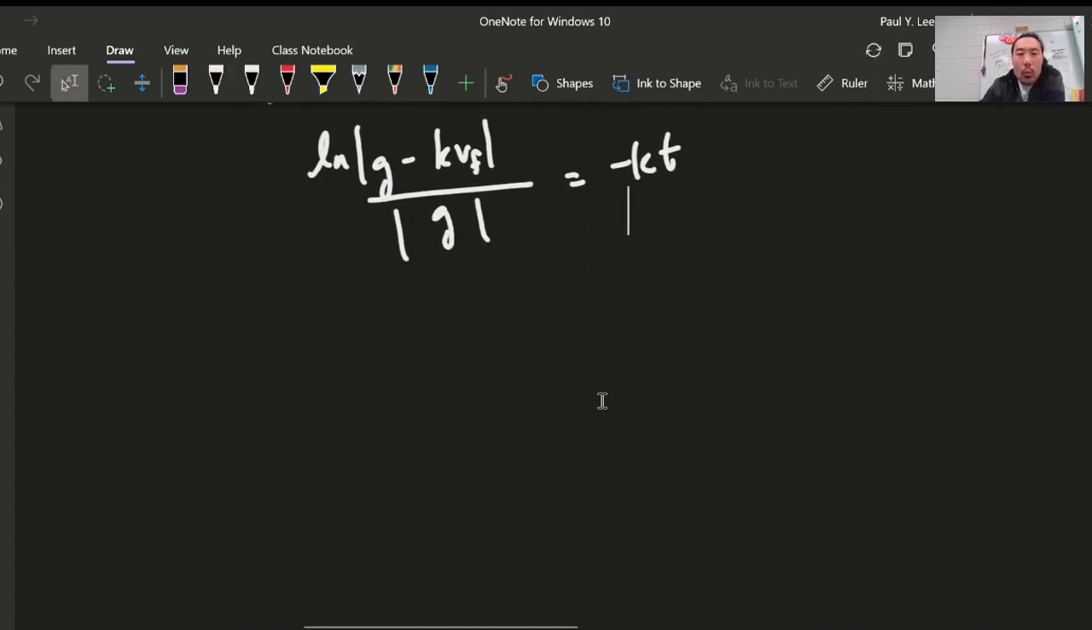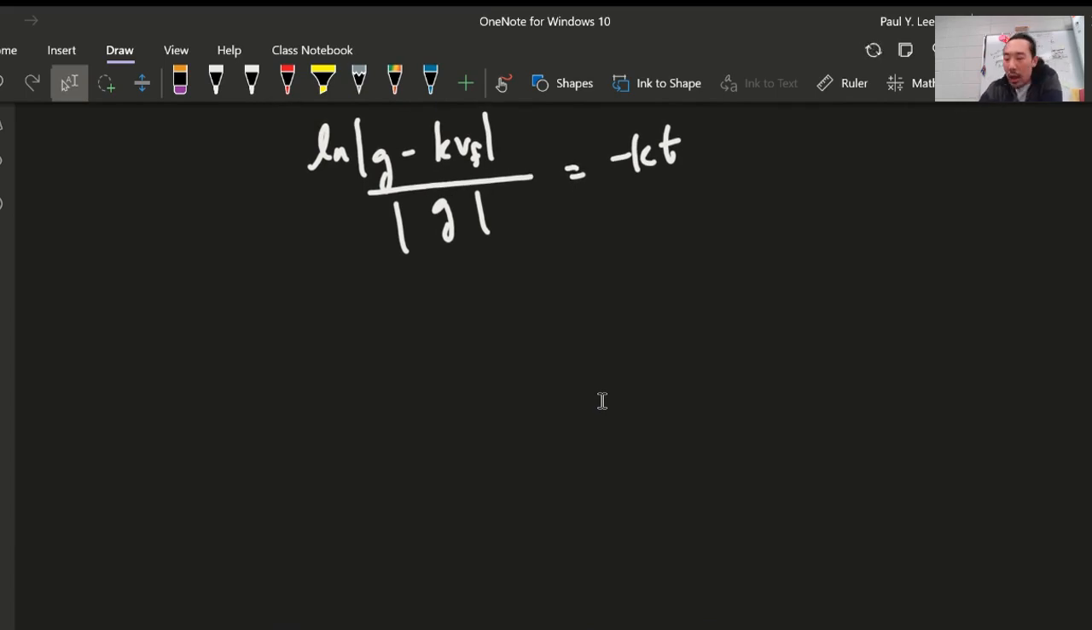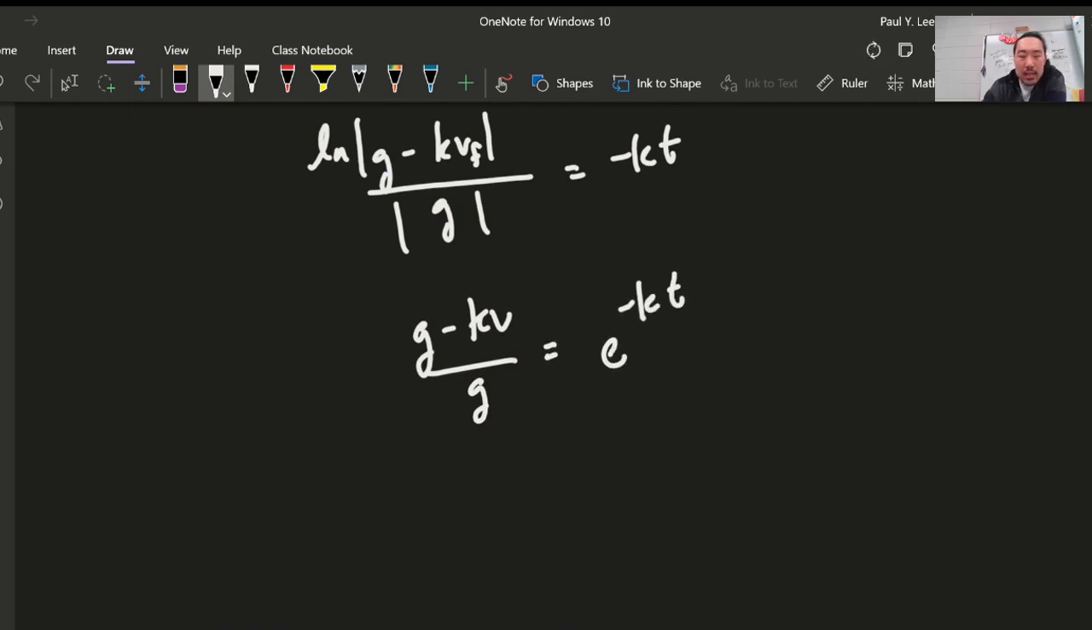So now we have a natural log on the left-hand side, and the only way that we can get rid of that natural log is to raise everything with respect to e. So we get g minus kv over g is equal to e to the negative kt power.